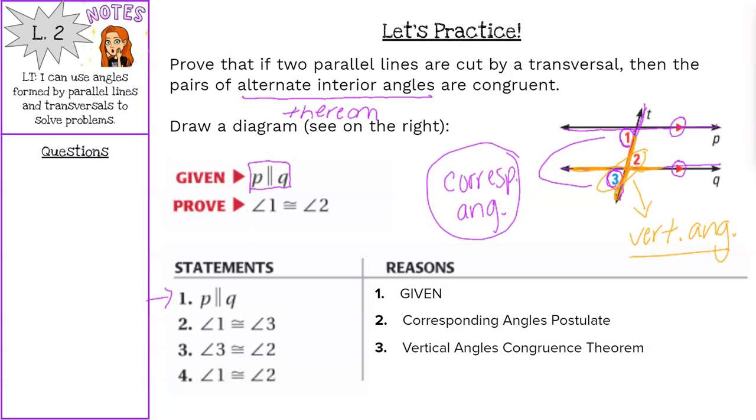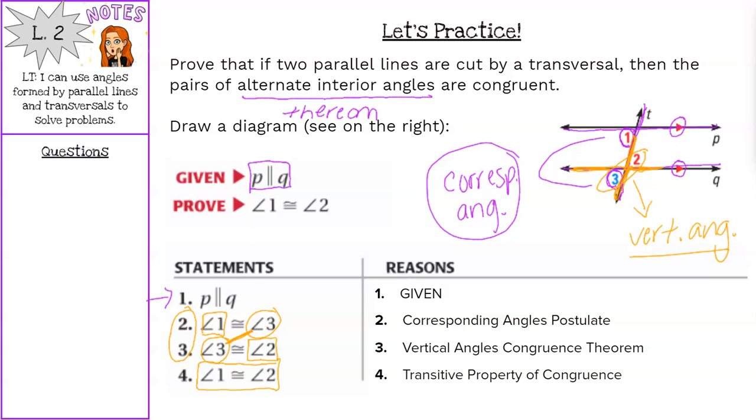And then lastly, we're saying that angle 1 is congruent to angle 2. And why can we say that? Well, that comes from 2 and 3. Look at 2 and 3. Angle 1 is congruent to angle 3. And angle 2 is also congruent to angle 3. We got that crisscross going on. They're congruent to the same thing, which means we can say angle 1 is congruent to angle 2 by our transitive property of congruence.